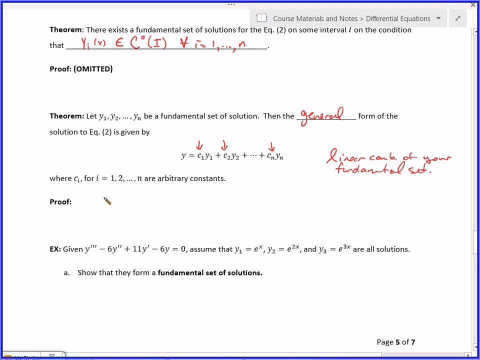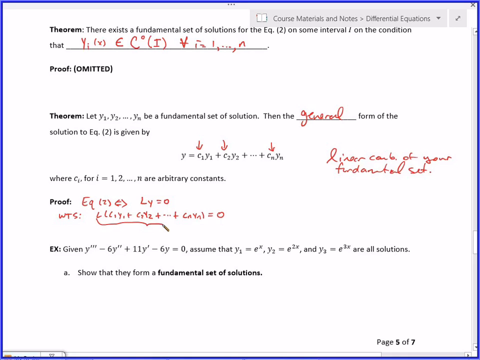Well, the easy proof of this is to make use of the main reason I included that whole section where we talked about linear differential operators. Remember that I can rewrite equation 2 as Ly equals 0. Remember I introduced that L notation to represent the differential operator that was on the left-hand side of that equation. So what we would want to show is that L of C1y1 plus C2y2 plus dot dot dot CnYn is 0.